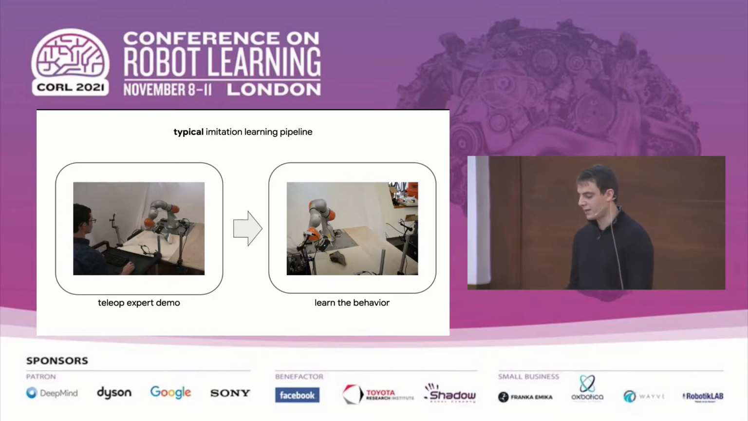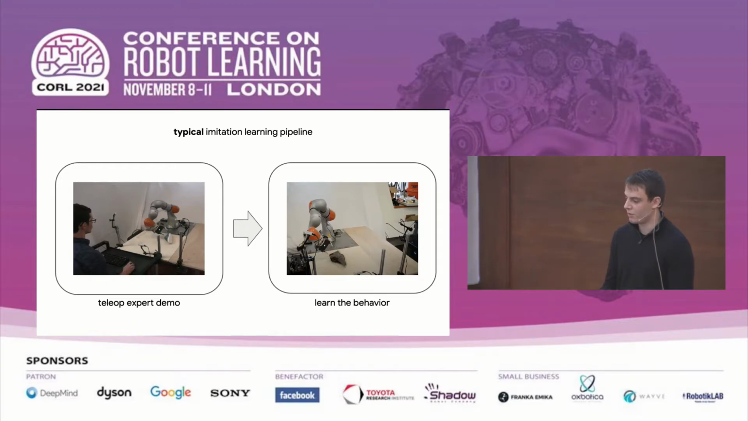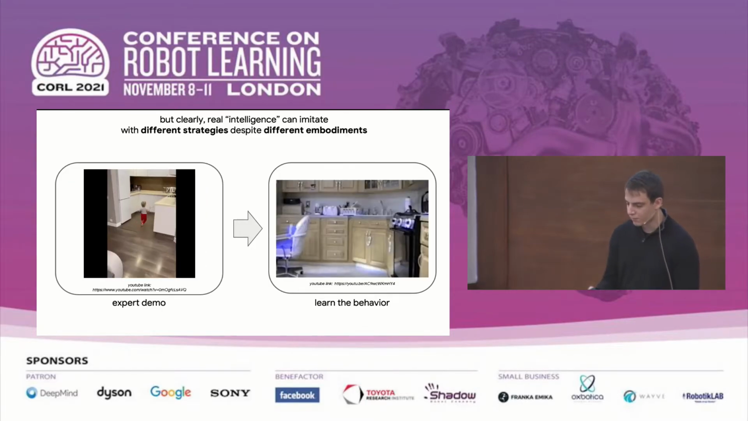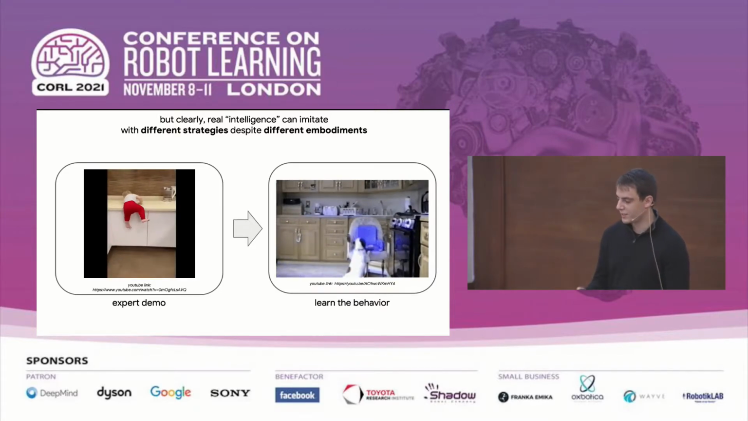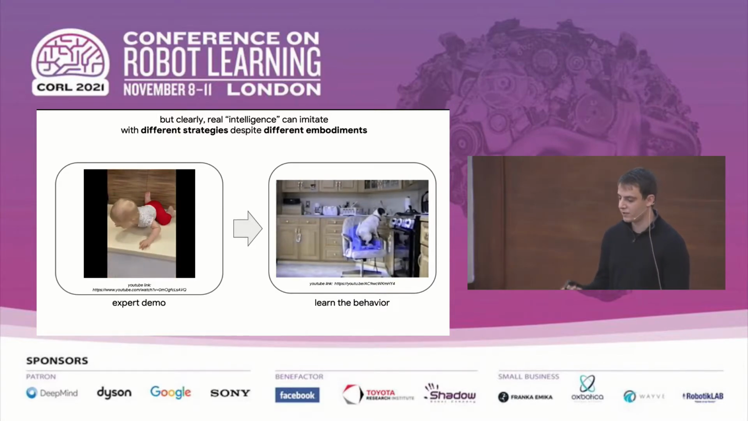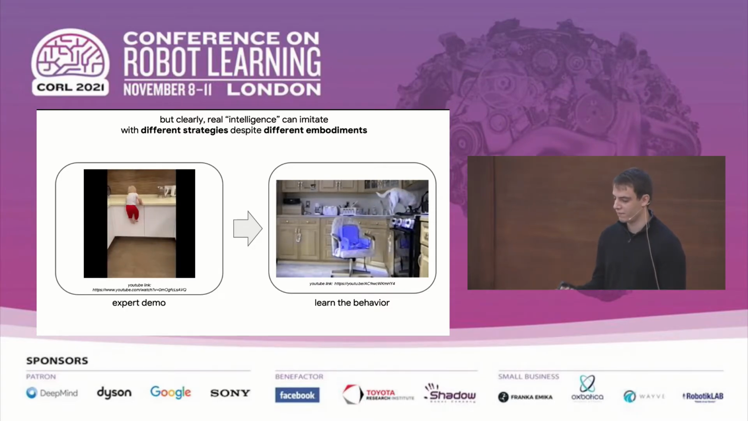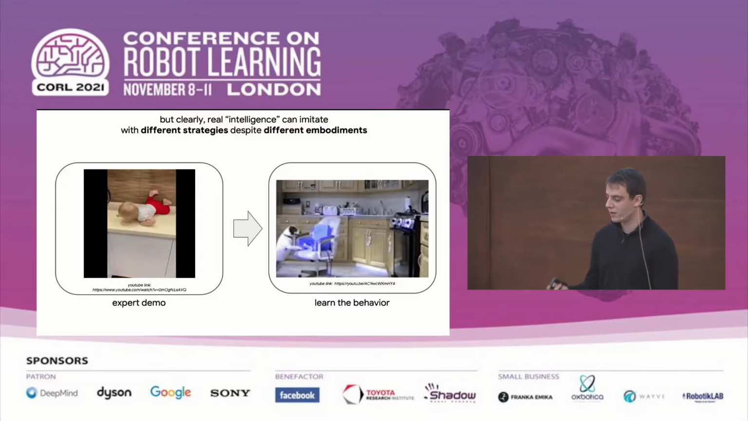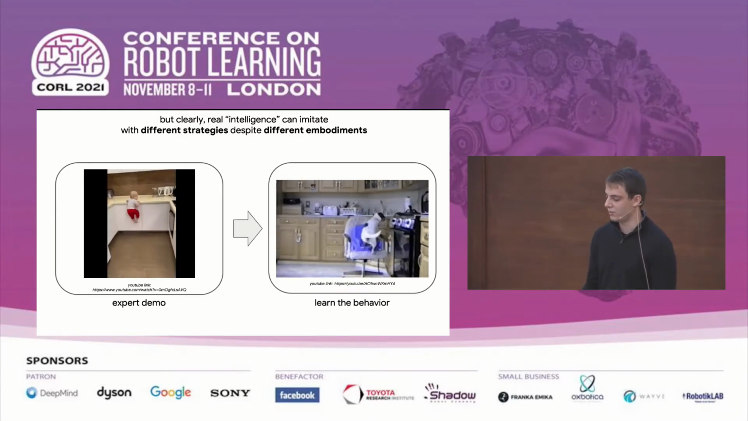So to reiterate, in a typical imitation learning pipeline, both the learning and the demonstrating happen on the same hardware. So you have a clear-cut mapping between state action tuples from one domain to the other. But really, real intelligence can imitate with different strategies despite different embodiments. And especially in the case of robots imitating humans, because the end effector is morphologically different than the human hand, you're going to run into this problem where the robot just can't do the task the way the human does it.